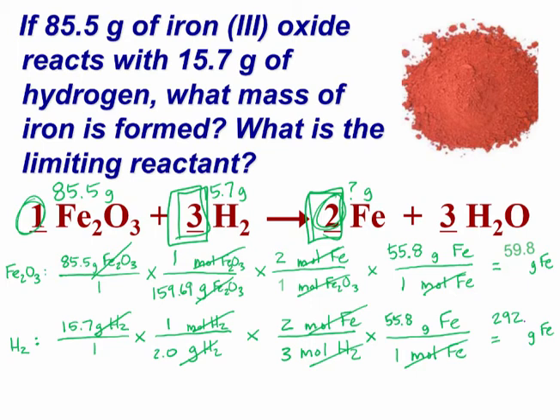So I have two answers. What do I do with my answers? Do I add them or subtract them? No, I simply report the smaller answer, just like I did when calculating trikes. So which substance limits the reaction? The iron oxide, which means the hydrogen is the excess reactant.